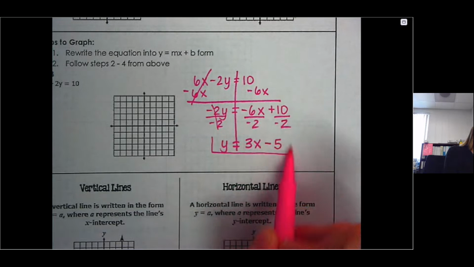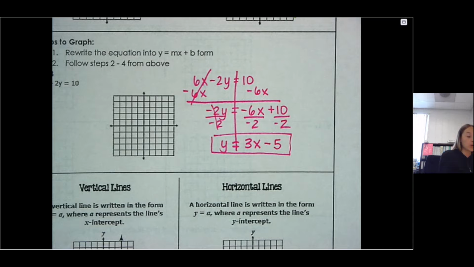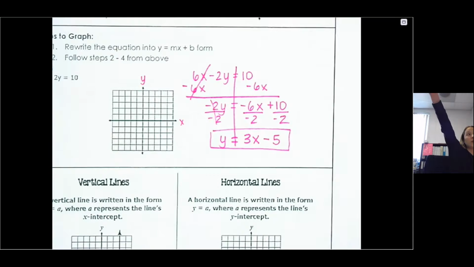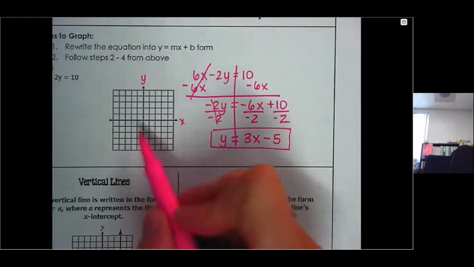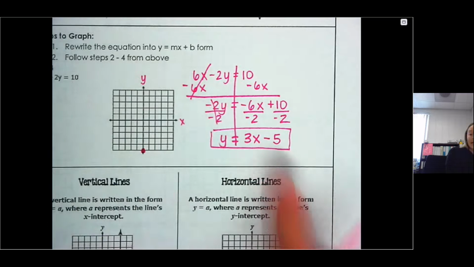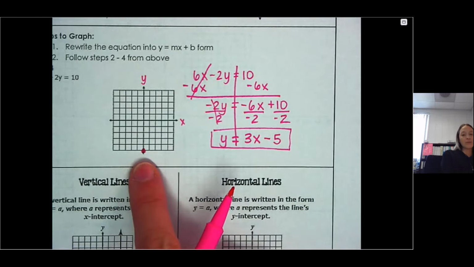Now I can graph it. So the first thing I'm going to do is plot the y-intercept. Where is my y-intercept? At negative 5. Good. So I have to go down 5. 3, 4. Right? Negative 5. So it's at the bottom part of the y value.